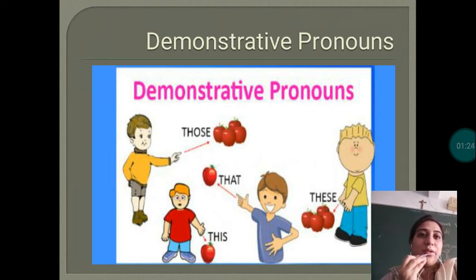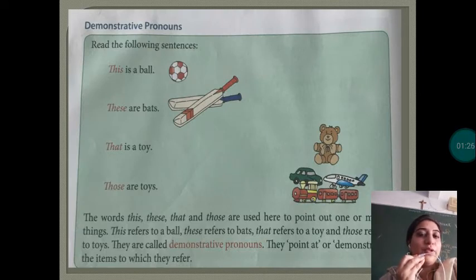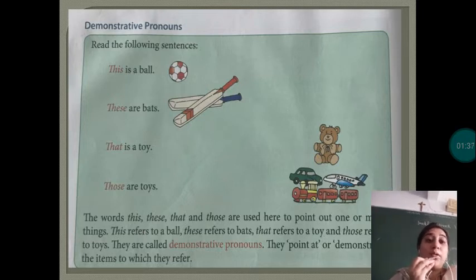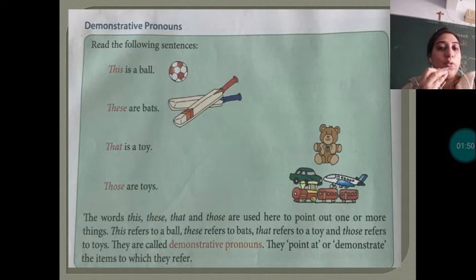Now let's start with demonstrative pronouns. Students, you can see this is a ball near to you. These are bats, as they are many and near to you, you use these. That is a toy you are pointing out and that is far from your place. Those are the toys, they are many but far. So when you are pointing out far from your place, we use those.